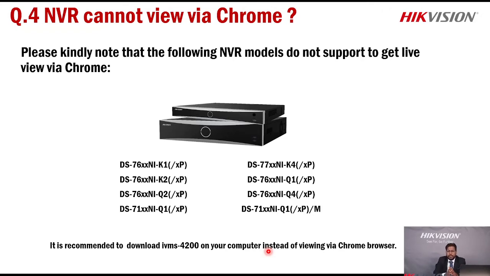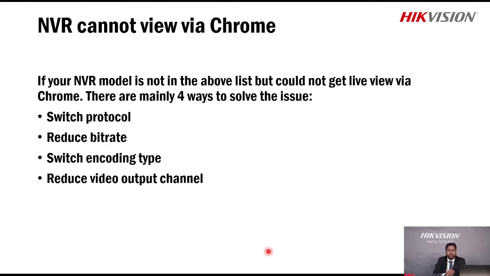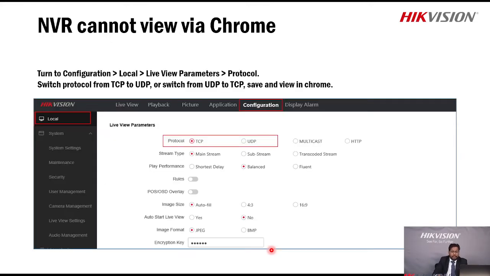Now, apart from that, if this model is not available with you and you have a different model other than this, still if you are facing the Google Chrome issue, then what is the solution for this? NVR cannot view via Google Chrome. There is a different model. There are 4 ways that we are providing as solutions for this. तो 4 यहाँ पे solutions है, यहाँ पे हम provide कर सकते हैं. First, switch protocol. You require to switch the protocol, reduce the bitrate, switch encoding type, and reduce the video output channel. Yes, definitely, if you are not able to access your NVR via Google Chrome, there are some issues we need to check. One by one check करते हैं.